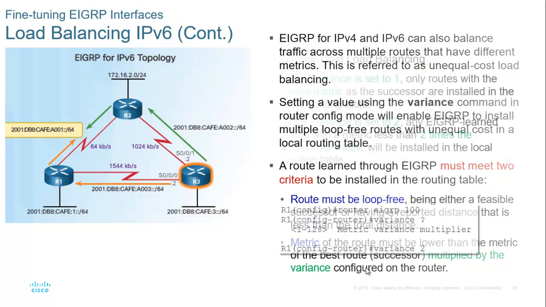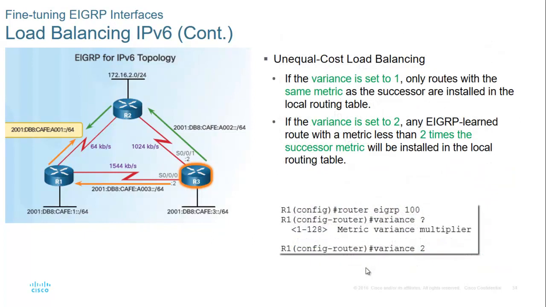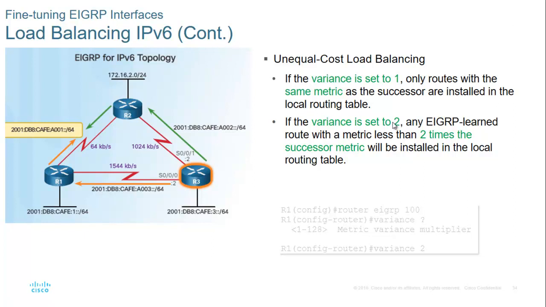How do you configure variance? You can configure variance using the variance command. Okay. So for example, if the variance is set to 1, only routes with the same metric as the successor are installed in the local routing table. If the variance is set to 2, any EIGRP learned route with a metric less than 2 times the successor metric will be installed in the local routing table. So it follows the variance that you set.